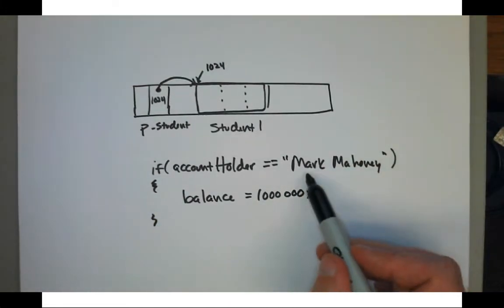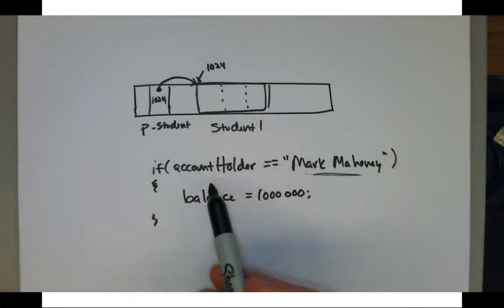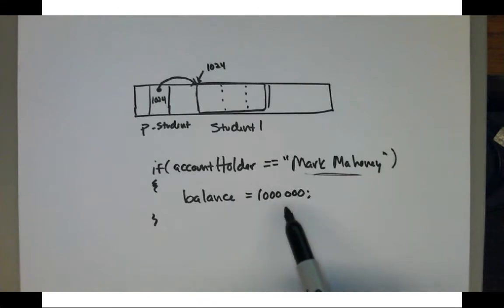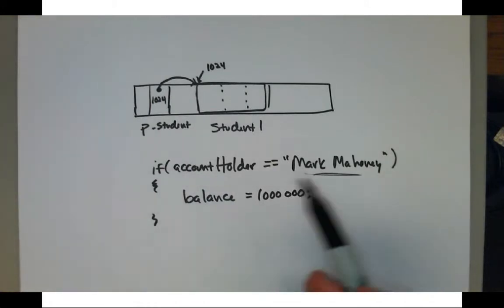Right? So here the malicious programmer, Mark Mahoney, has in the code put this little condition here where if the account holder is me, basically I'm going to set my balance to $1 million. If account holder is global, this could happen. There's nothing really to prevent that from happening. Okay, so global data has its problems.